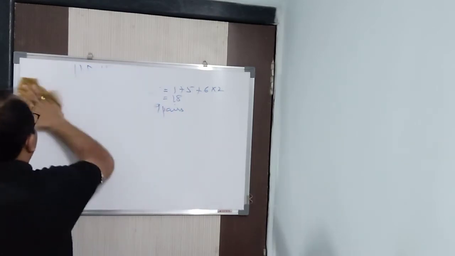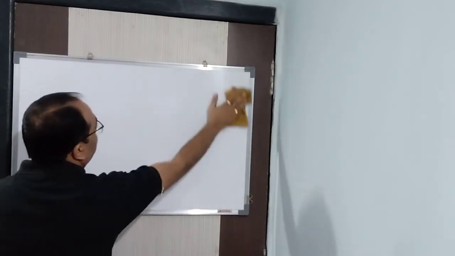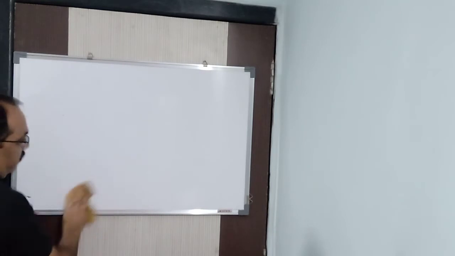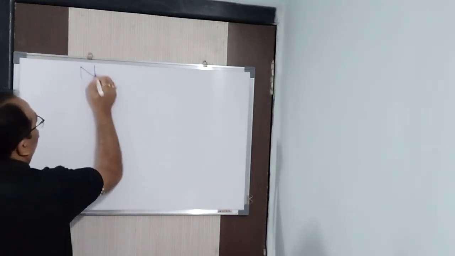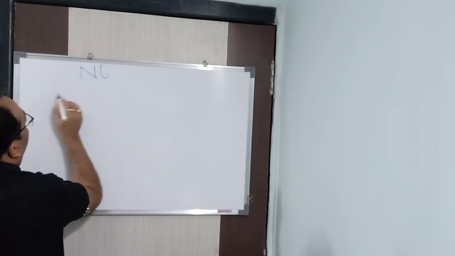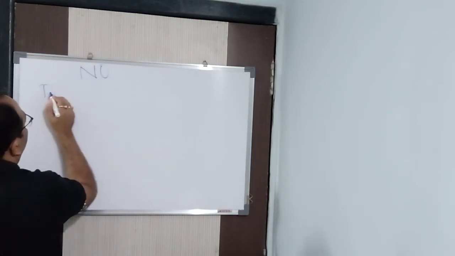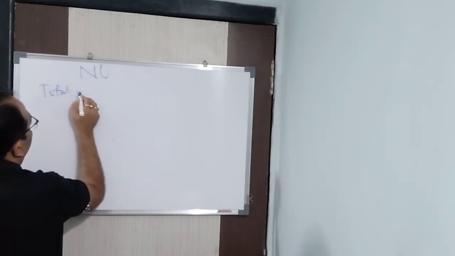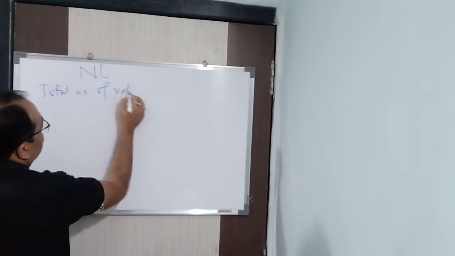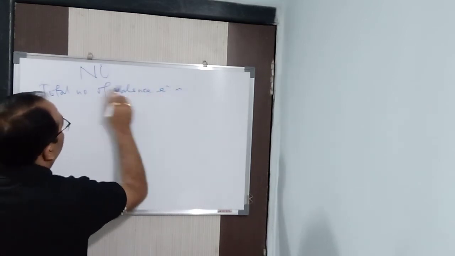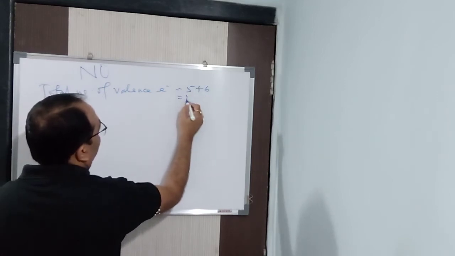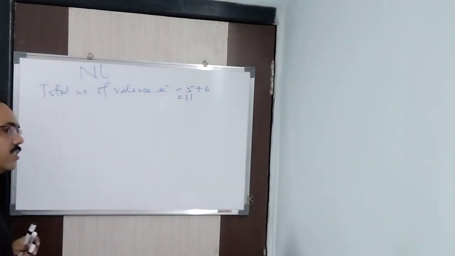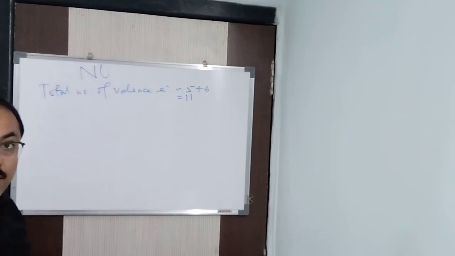Now let us see the structure of nitric oxide, NO. How many electrons are there? Total number of valence electrons: nitrogen is 5, oxygen is 6, so it is 11.